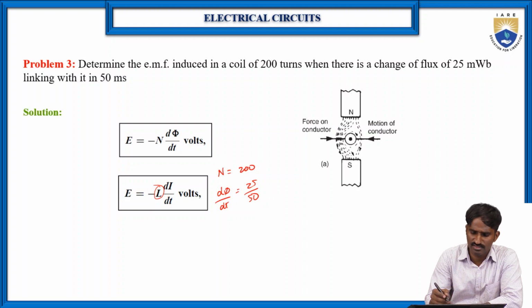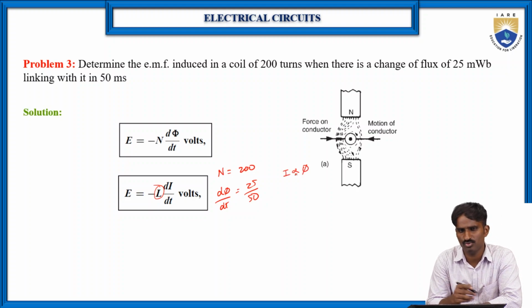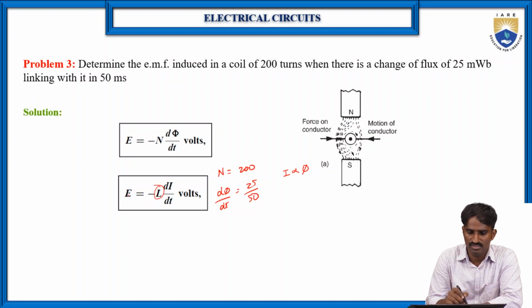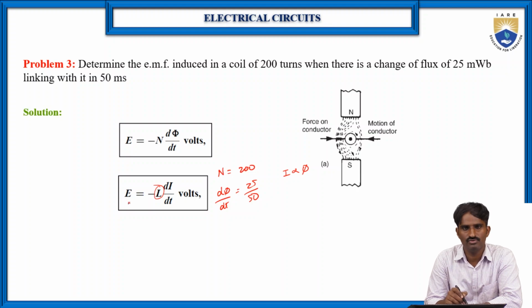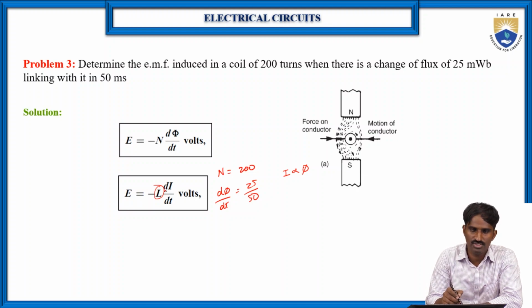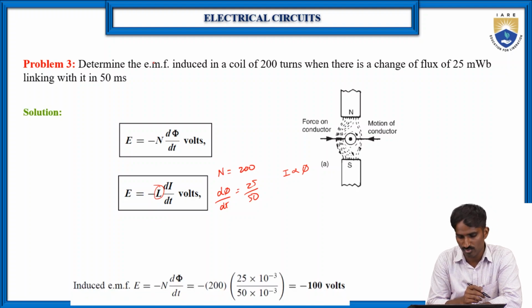Of course, because here the current is directly proportional to the flux, which means the rate of change of current is directly proportional to the rate of change of flux. So that is why we can also define the equation for the EMF: E is equal to minus L into di by dt. So by using these two equations, now we are going to solve this particular problem.